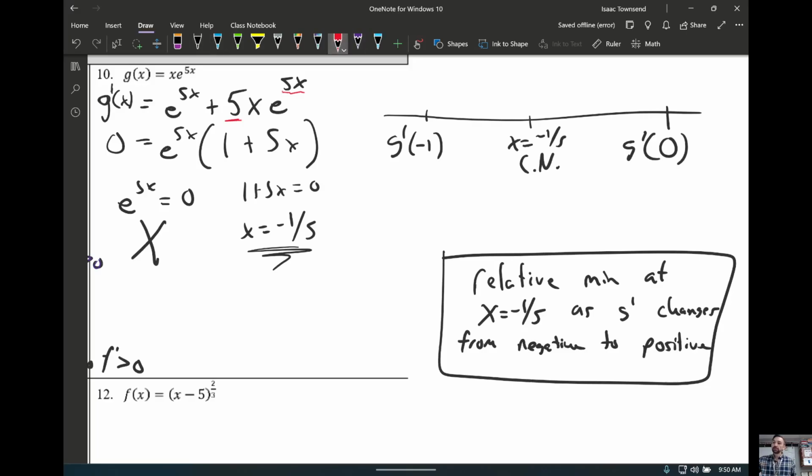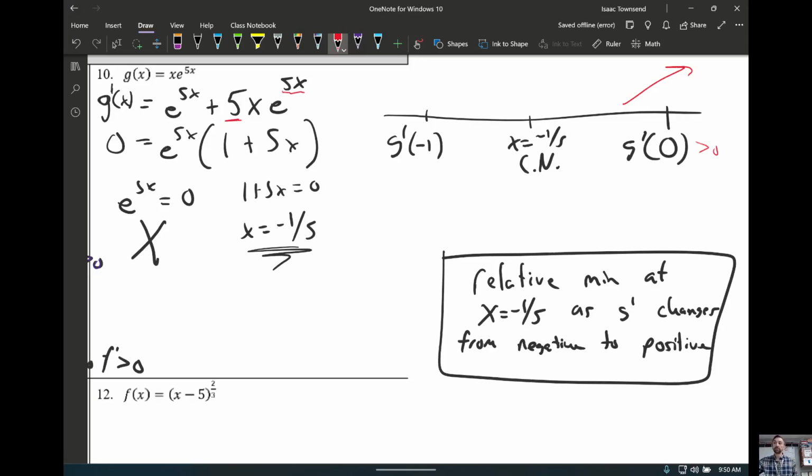If I plug in 0 into the derivative, again, this is a little harder for me to see, but the factored form works out better. e to the 0 would be 1. Anything to the 0 power is 1. So positive times a positive means this is positive and it's increasing.